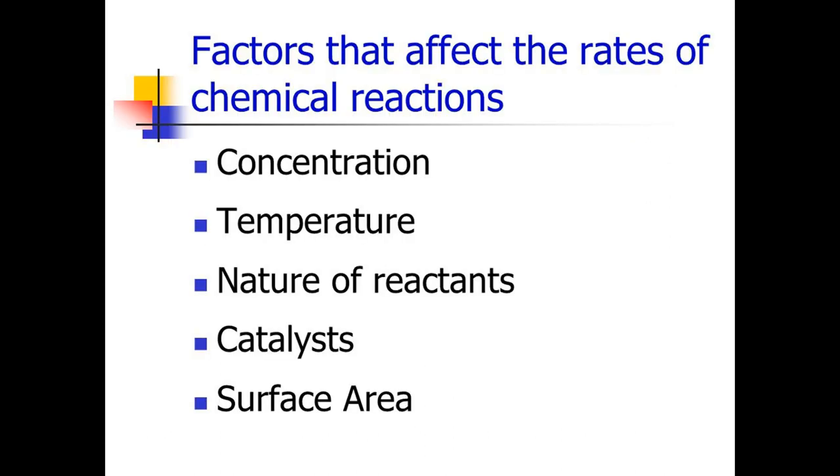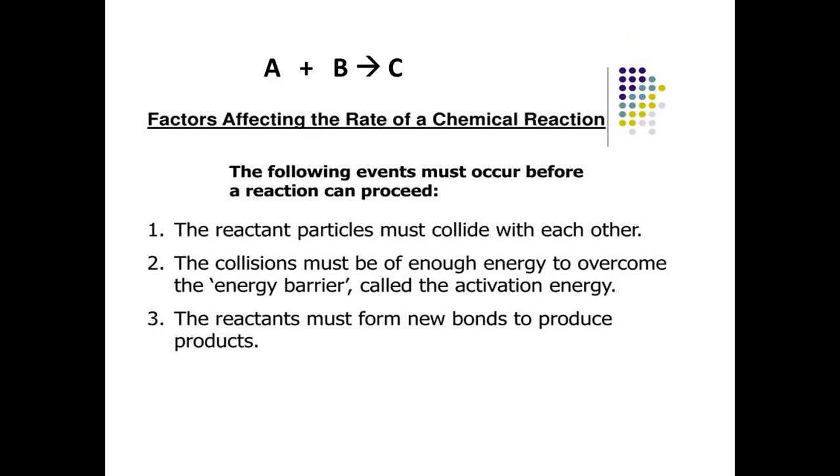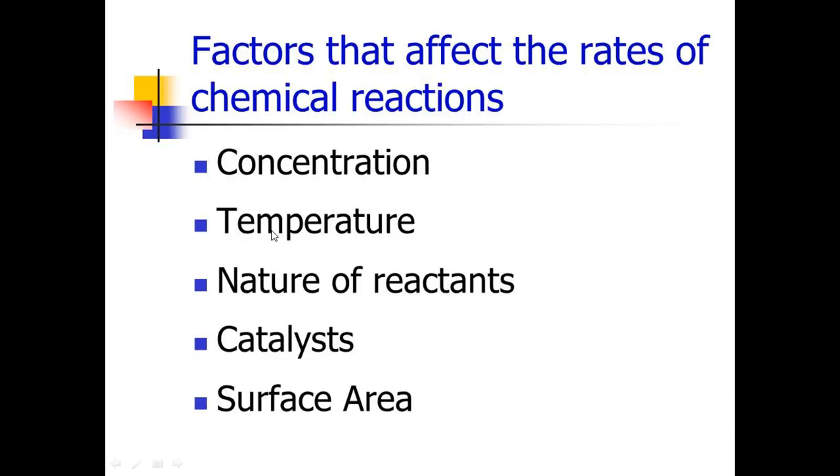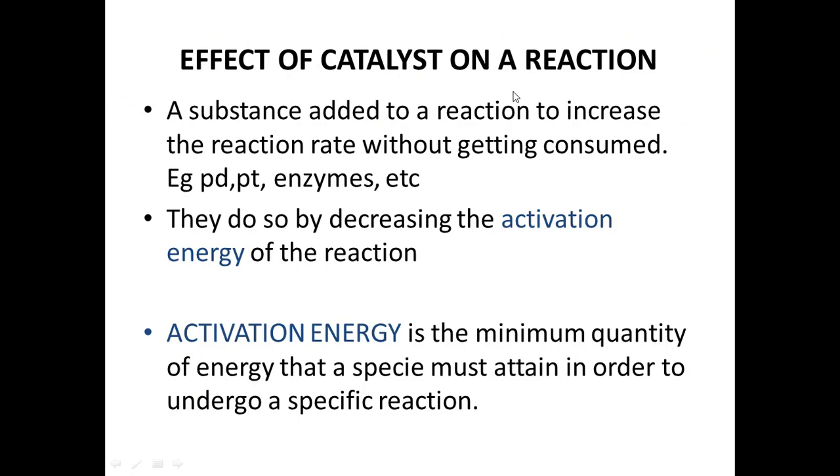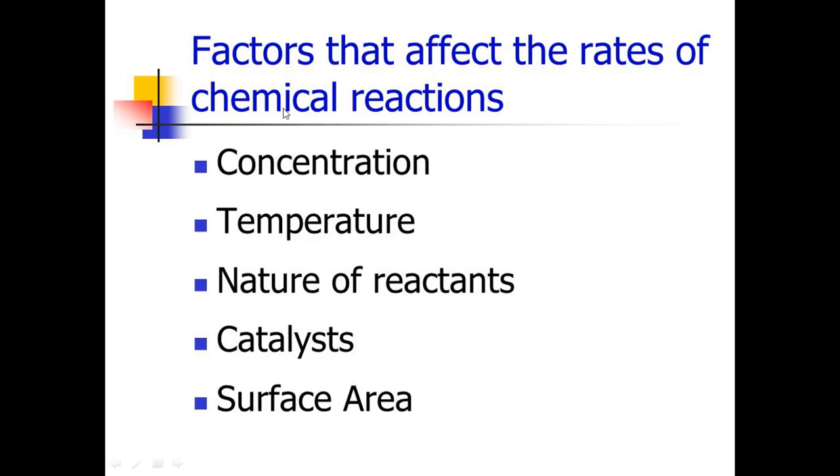Now let's see the factors that affect these three parameters. Factors affecting the rate of a chemical reaction: we have concentration, temperature, nature of reactant, catalyst, and also surface area. For every reaction, if you have more concentration of the reactant, then the reaction can proceed easily. When you increase the concentration of the reactant, the rate of the reaction increases because more of the reactant becomes available for the reaction to occur.